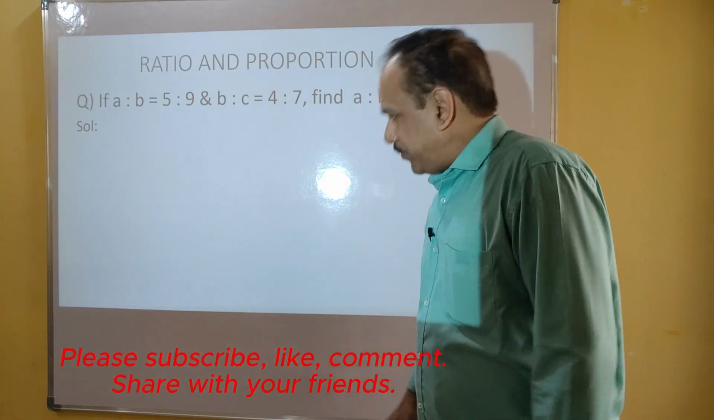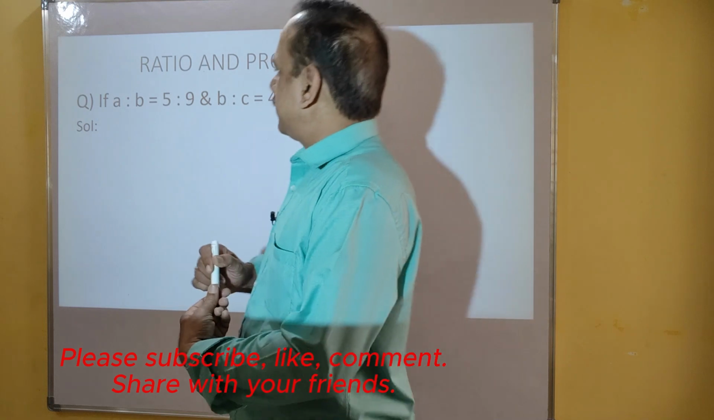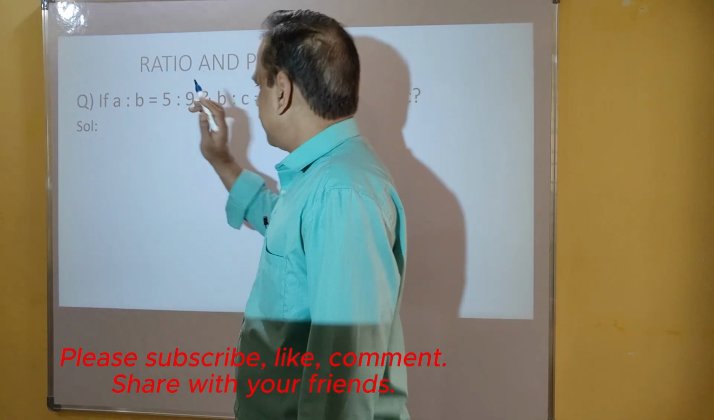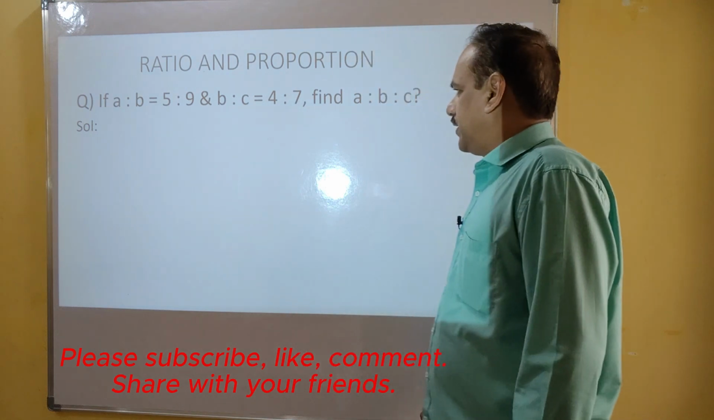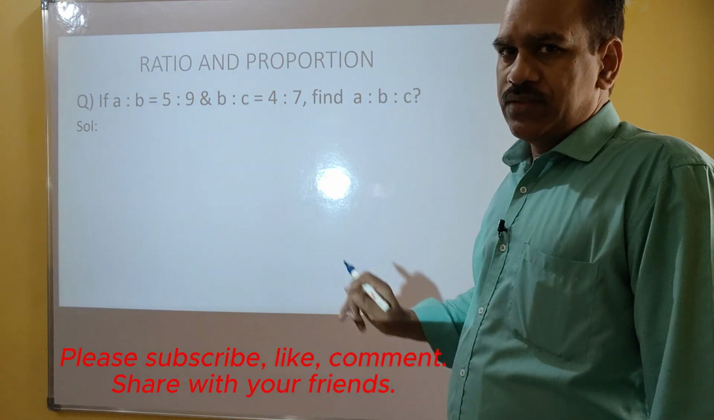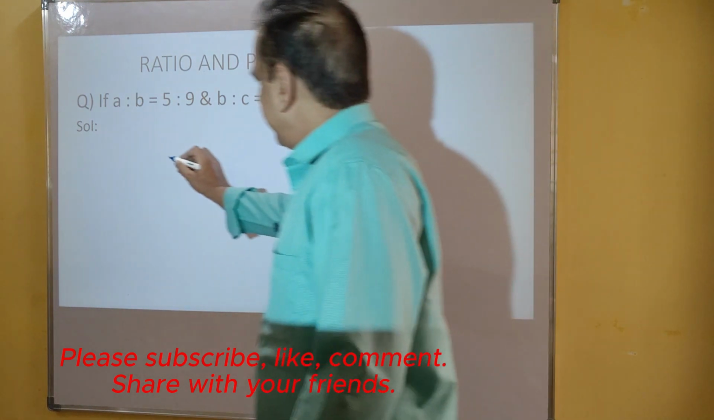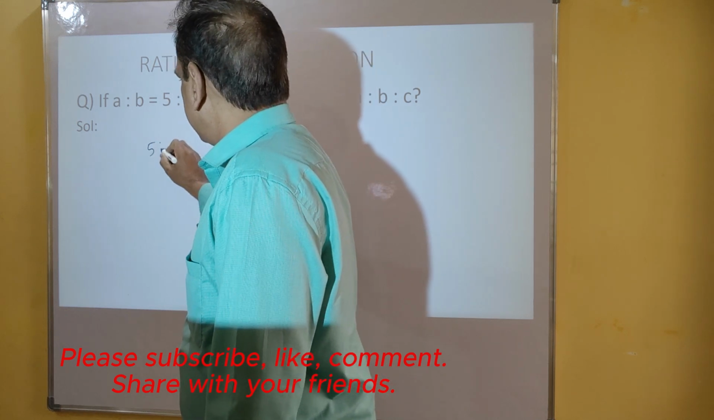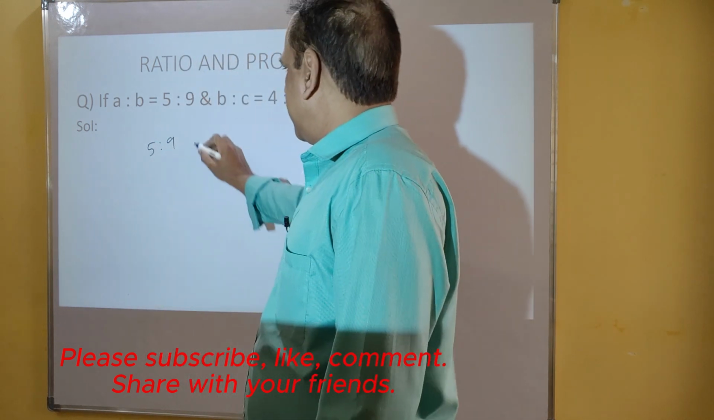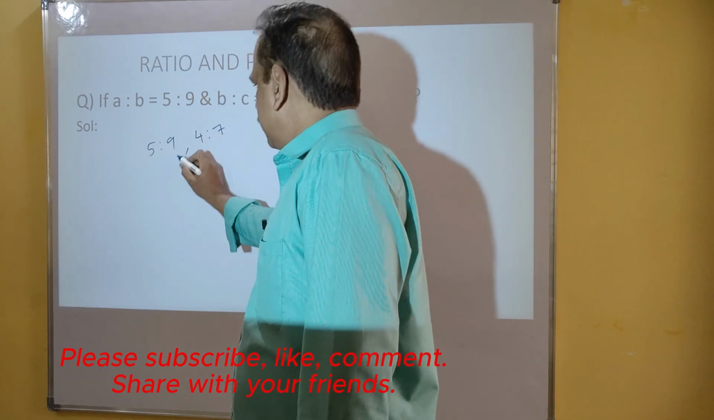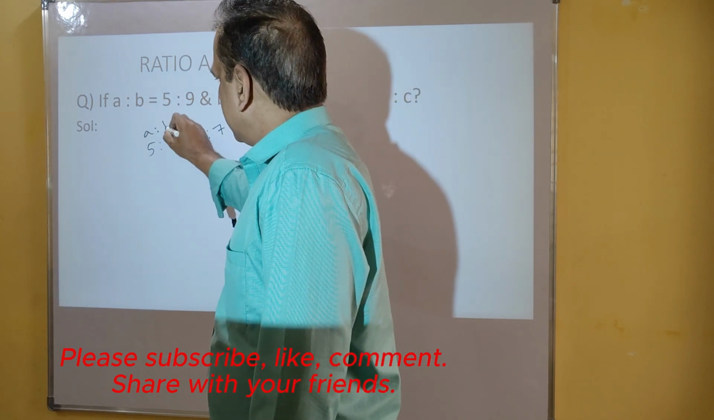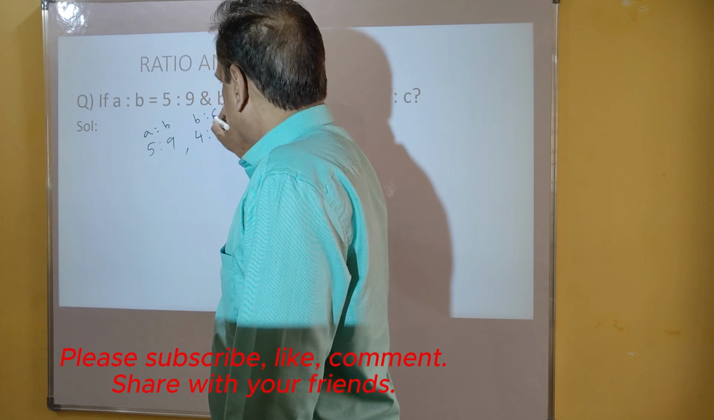So in ratio and proportion, if A is to B is given as 5:9, B is to C is given as 4:7, find A is to B is to C. You are given A is to B as 5:9, B is to C as 4:7, right? So what we have to do, this is A is to B, B is to C.